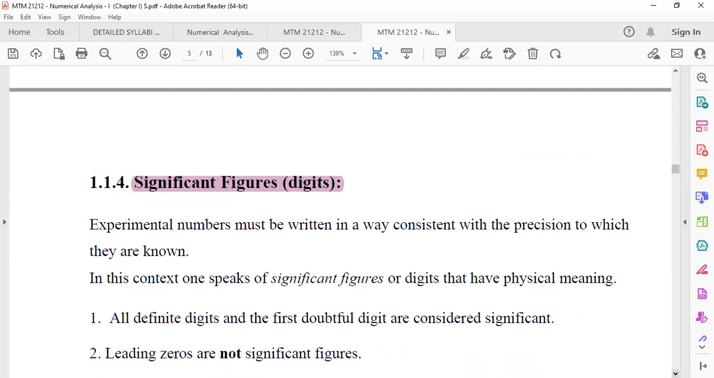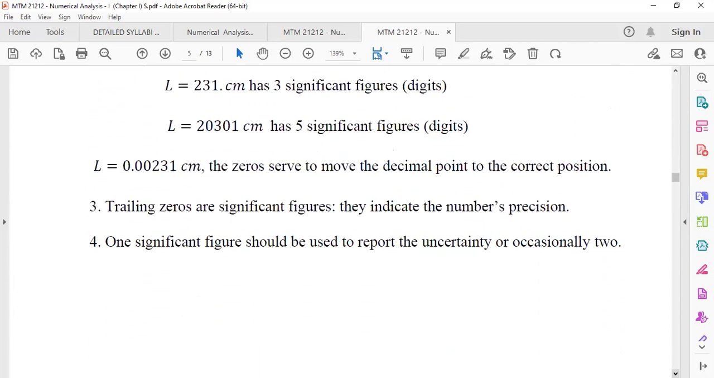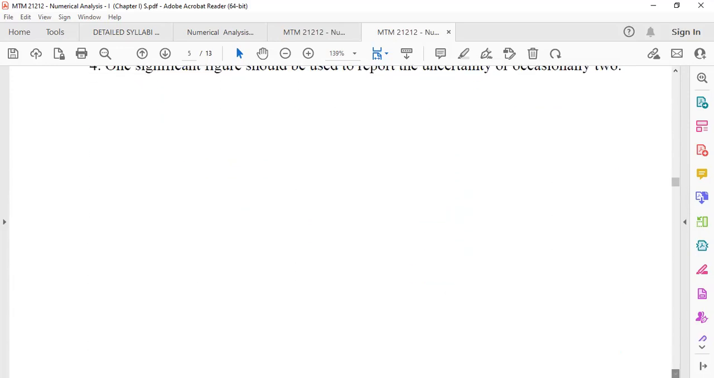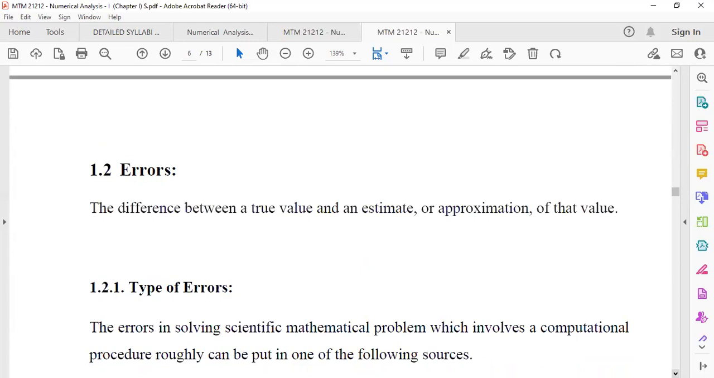Next, significant figures. I have explained everything, so you can go through it. So let's start our errors.